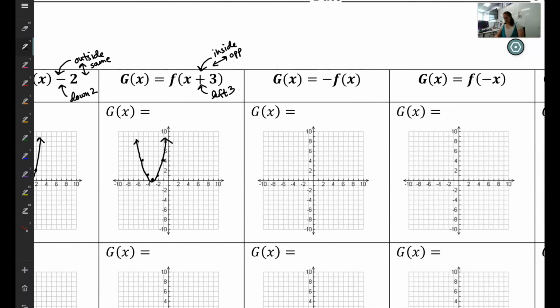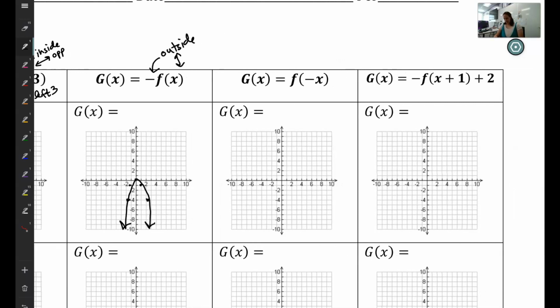Now negative. This negative is on the outside. So that means it's going to be a reflection up and down. So I'm going to take my original parabola, but reflect all the points downward. Like that. This one is an inside negative, so this is reflecting all the points left and right. Now on the parabola, that doesn't make a whole lot of difference because it's symmetric across that y-axis. So even when I reflect them across, they still look the same.